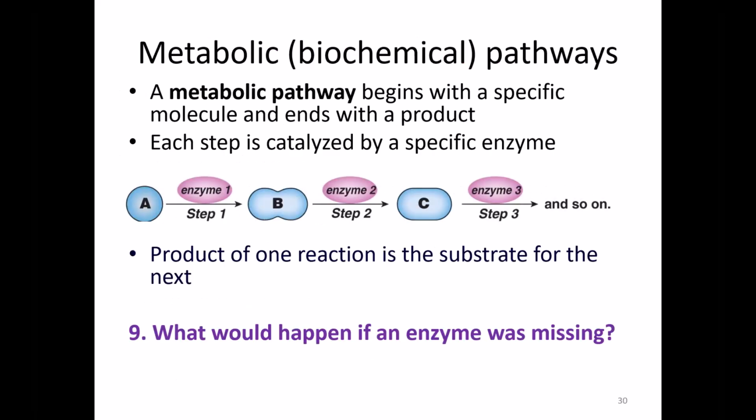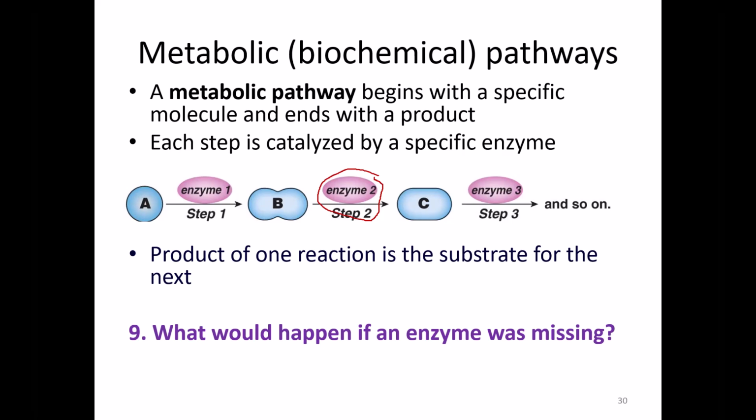In living things, there's actually multiple reactions going on at a time. So a metabolic pathway, or a biochemical pathway, begins with a specific molecule and ends with a product several steps later. And each step is catalyzed by a specific enzyme. So the product of one reaction becomes the substrate for the next reaction, and so on and so forth. So what would happen if an enzyme was missing? Let's say in our example above, if enzyme 2 was missing, what would happen?